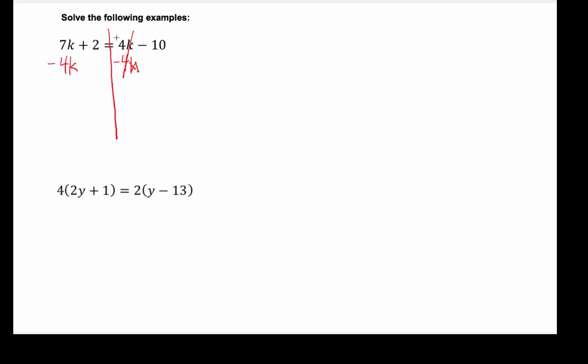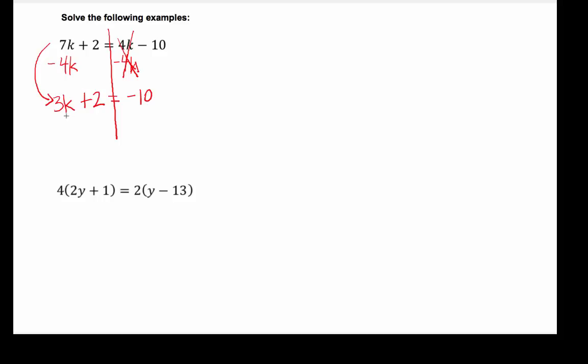4k minus 4k gives me a 0, much as 4 minus 4 would give me a 0. So on the right I'm left with a negative 10. I'm going to combine these two: 7k minus 4k is 3k. I'm not doing anything with the plus 2 yet, so I will just bring it down. As you can see, after doing a subtraction property of equality, I'm left with a simpler, slightly smaller equation that's a little bit easier to solve, a little less intimidating looking.